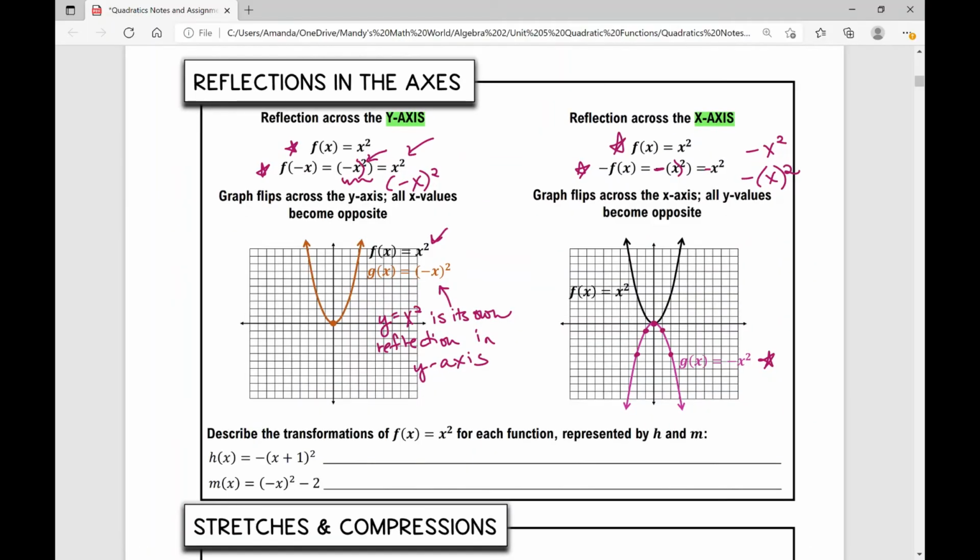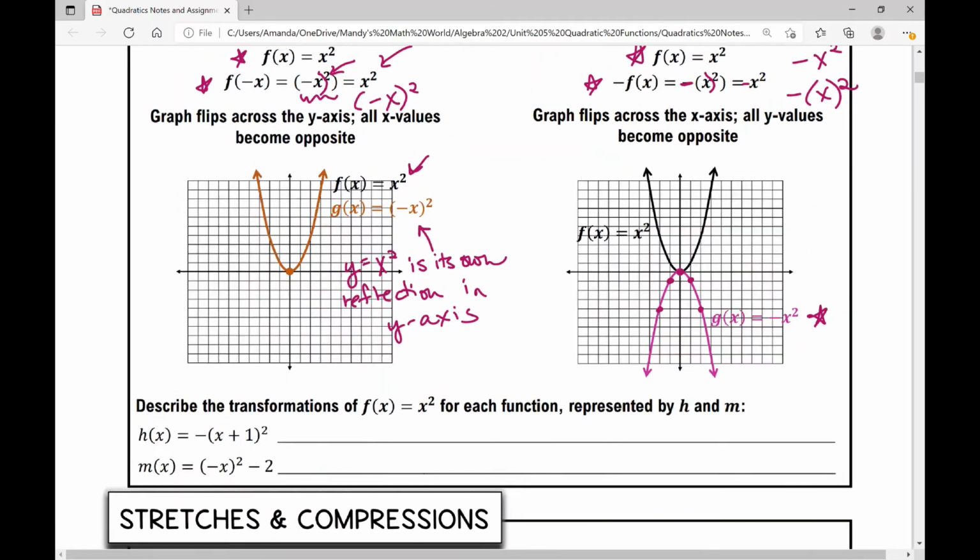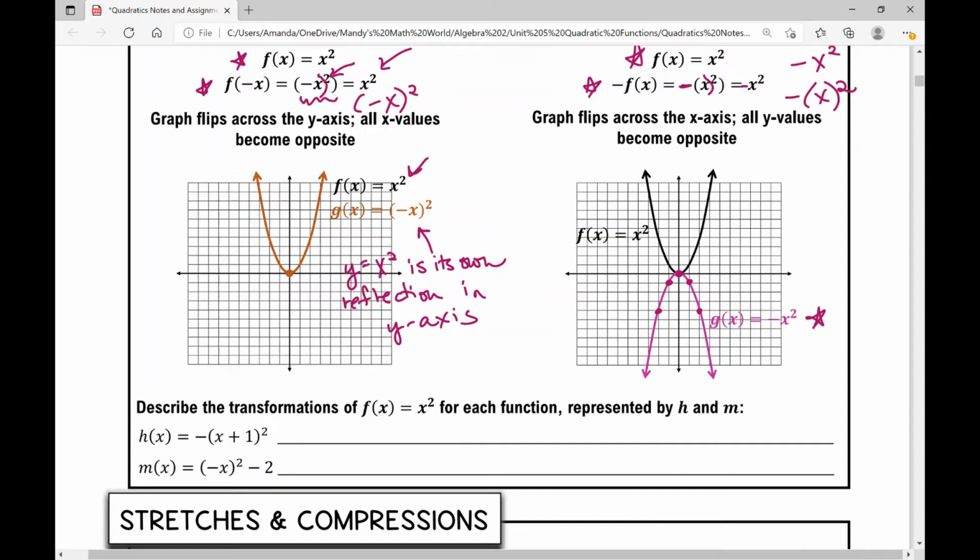Let's move on to describe the transformations of f of x equals x squared for each function represented by h and m. h of x equals negative x plus 1 squared. What happened? That's a horizontal translation, left 1. And then what else happened? I've got that negative out in front. That's a reflection across the x-axis.